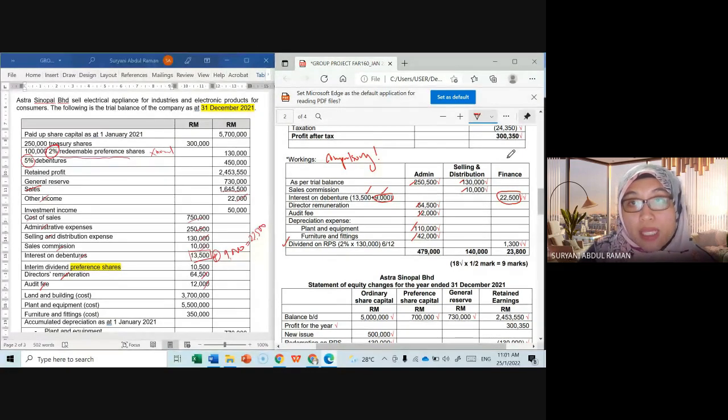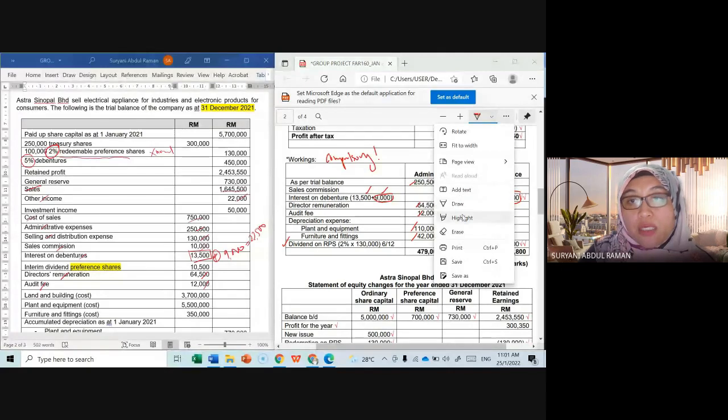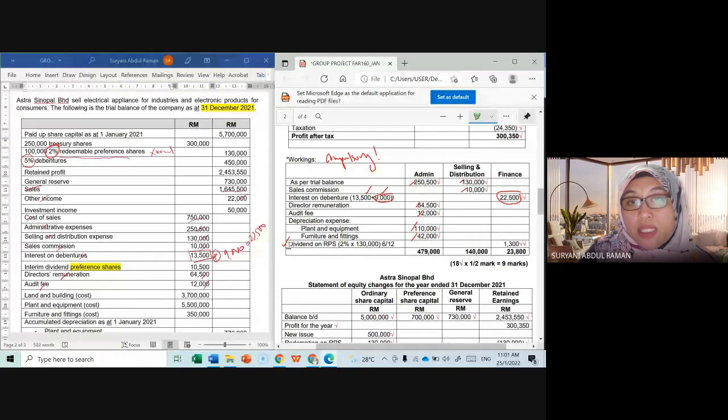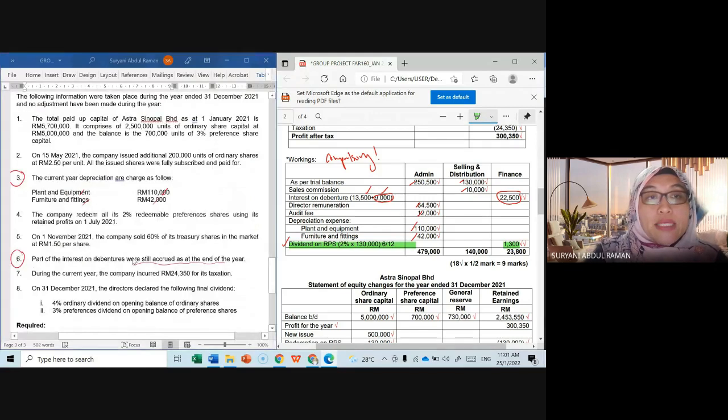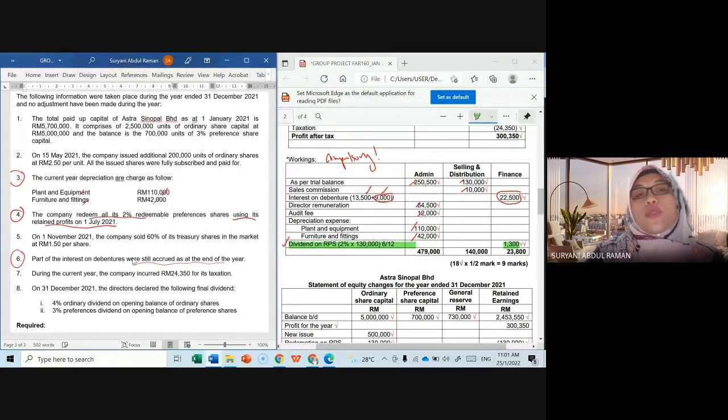So when you meet this, when you have the RPS, automatically understood that the dividend must be recorded as an expense. But the question is how much? Kenapa 1,300 only? Kenapa kita darab 6/12? Kenapa tak kira for the whole year? Because of this additional information, where the company redeem all of its 2% RPS using its retained profit on 1st July 2021.